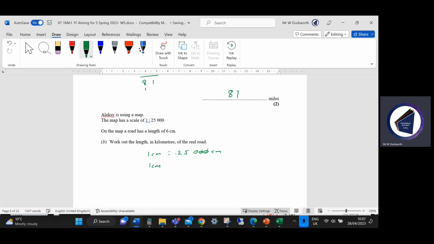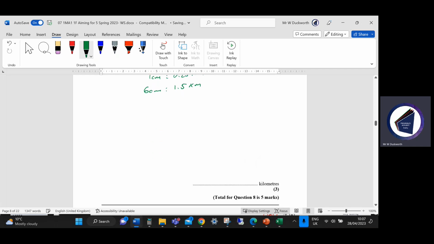So 1 centimeter is going to be equal to 0.25 kilometers. So 6 centimeters is going to be equal to 6 times by that, which is going to be 1.5 kilometers. So actual distance 1.5. And that's it for that page.